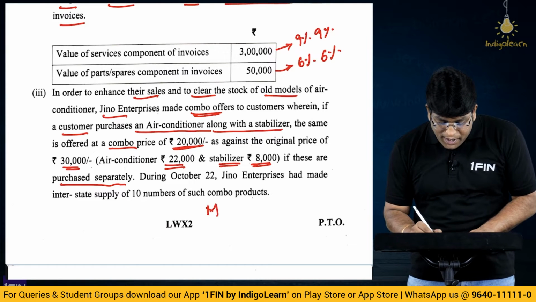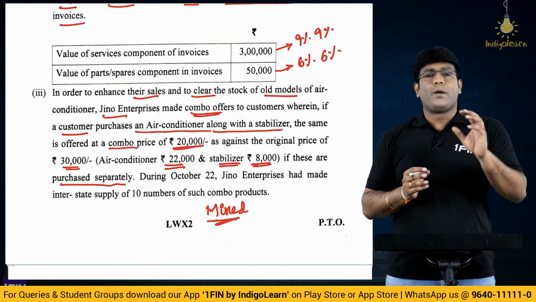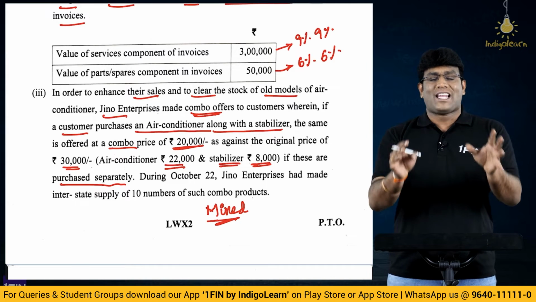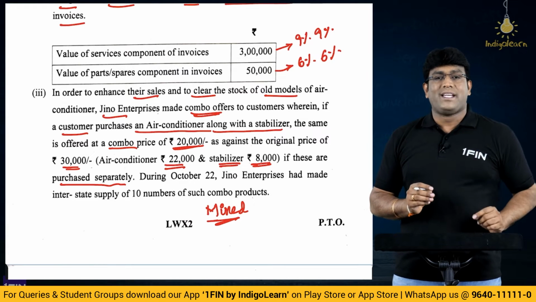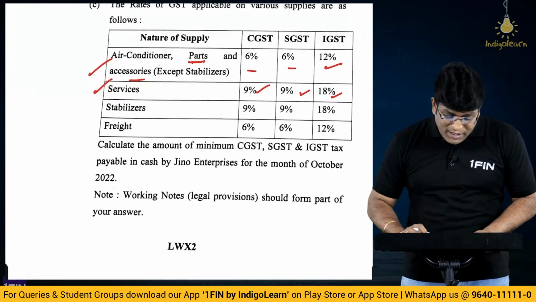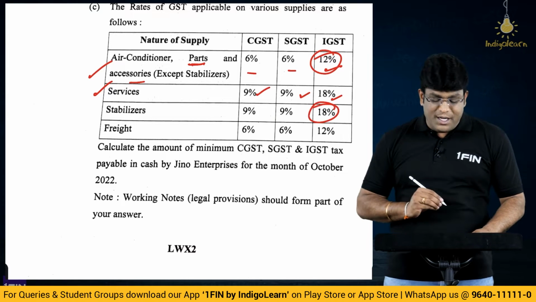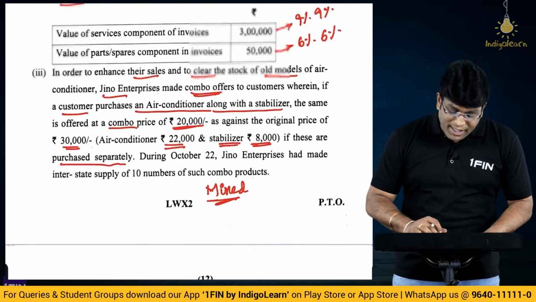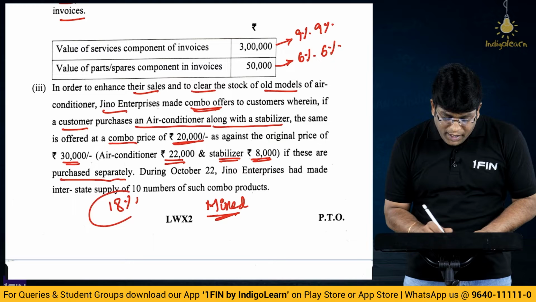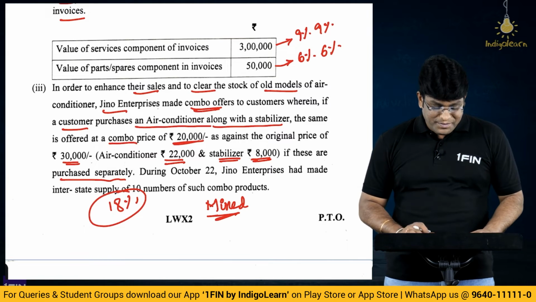This is nothing but mixed supply, my dear friends. Mixed supply is a case where two or more supplies are supplied in conjunction with each other and they are not naturally bundled. And mixed supply is taxable at highest rate. In the question, if you see, my dear friends, what is the tax rate for AC? Tax rate for AC is 12% and tax rate for stabilizer is 18%. And this is a case of mixed supply. So there we will charge directly 18%. Because mixed supply is taxable at highest rate.